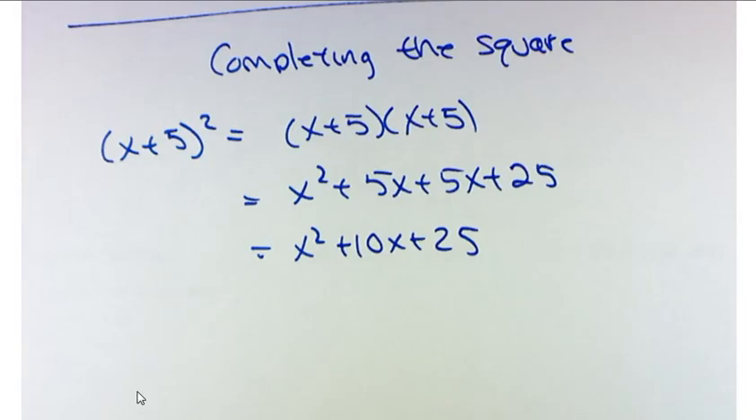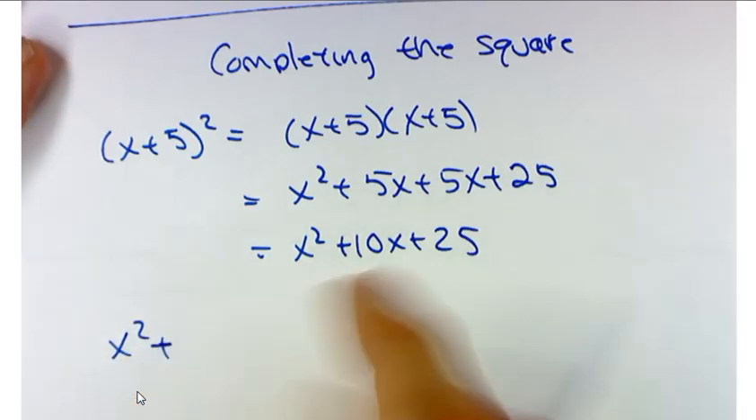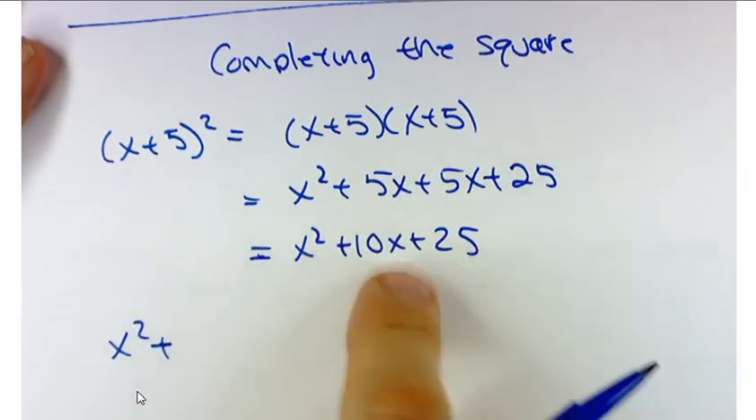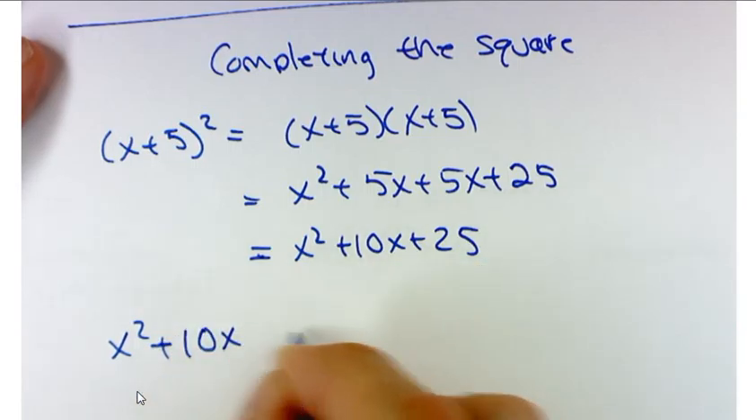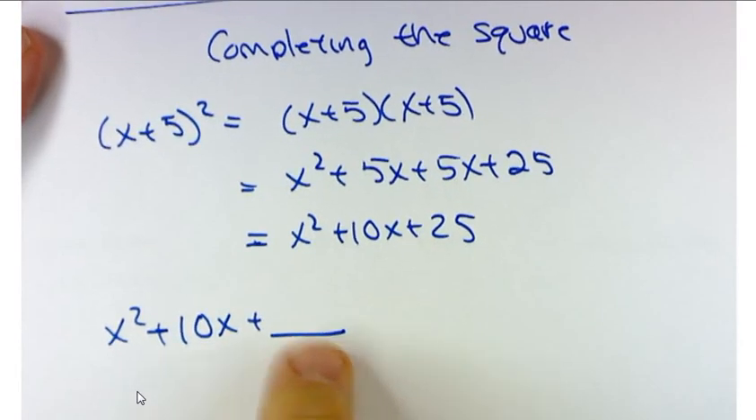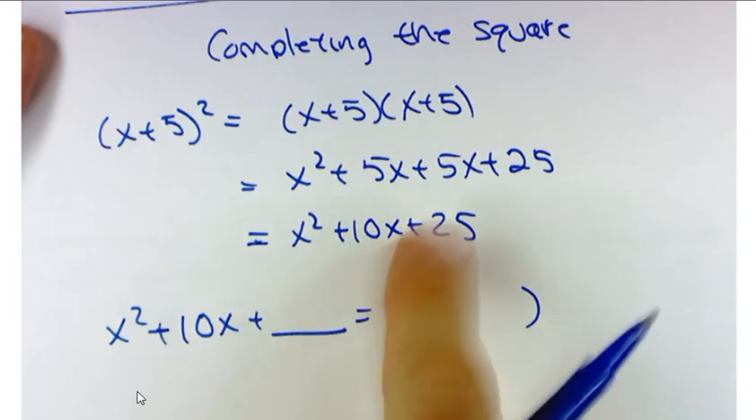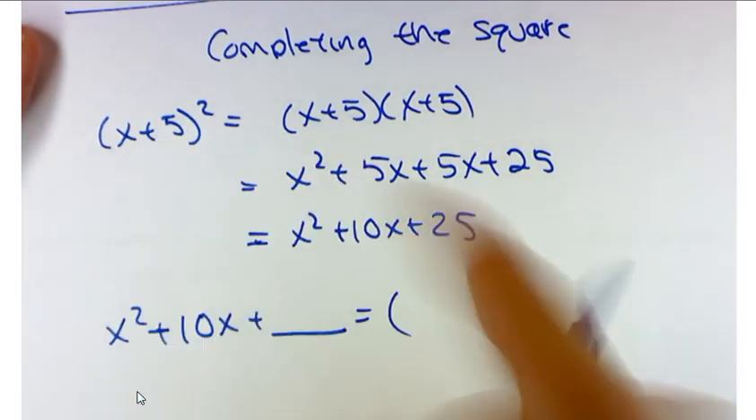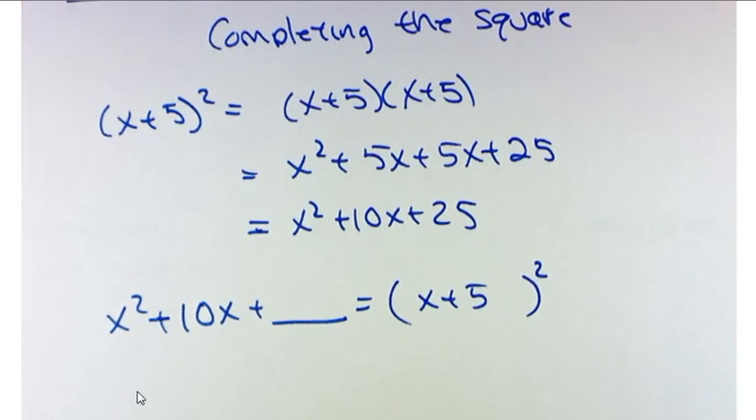Now, in this part of the homework, here's what you're going to be doing. They're going to start you out with part of this polynomial. They're going to start you out with x squared plus 10x. We're going to need to figure out what we put here so that when we put that number here, I get this perfect square. I get x plus 5 squared. So how are we going to do that? How are we going to figure out that the number I need here is 25?